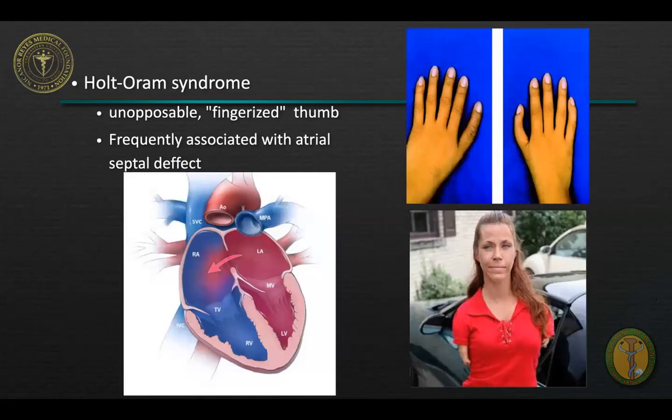Forearm syndrome is characterized by skeletal abnormalities of the arms and the hands, plus a heart defect. It is usually associated with atrial septal defect, as seen on your left, and an unopposed fingerized thumb, as seen at the top portion of the slide. And the woman is an example of a forearm syndrome patient.